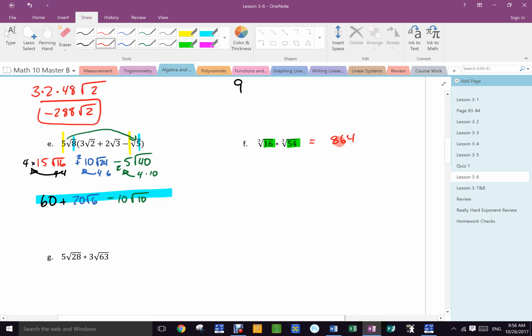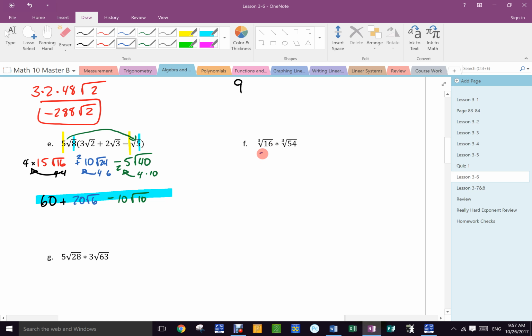Do you want to simplify that? No, it's a giant number, yes? So what can we do over here to make it easier? Simplify first, right? Now these are cube roots, yes? So I don't want to use squares, I want to use cubes. Is there a cube that goes into 16? Think of the cubes. 1, 8, 27. Does one of those numbers go into 16?